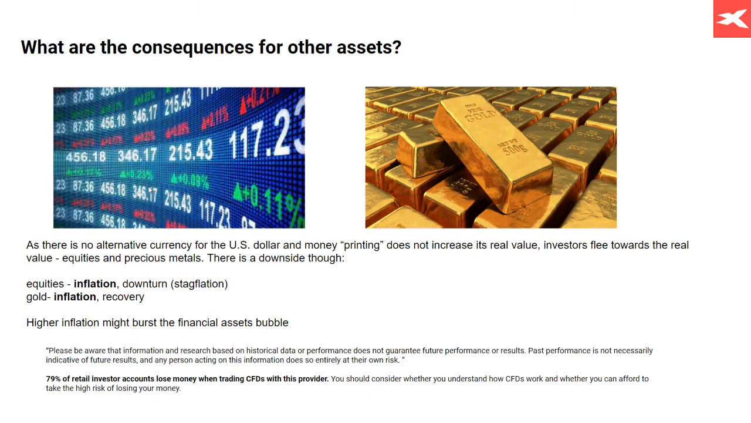So what are the consequences for other assets? As I mentioned at the beginning, we're going to tackle some other assets and commodities and indices that are affected by the dollar or obviously correlated to it in some way or another. As there is no alternative currency for the US dollar and money printing does not increase its real value, investors flee towards the real value, which are equities and precious metals. There is downside though. Equities have inflation and downturn, so stagflation, while gold has inflation and recovery.